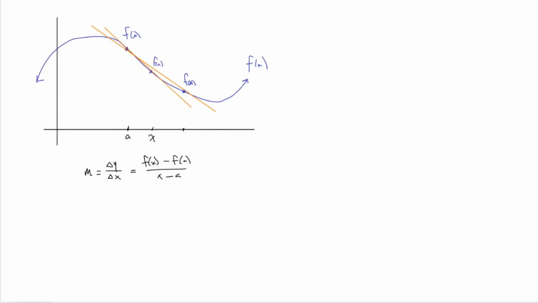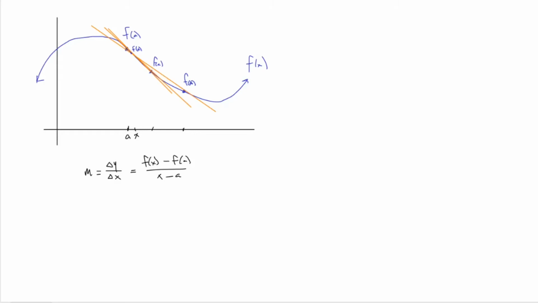And having moved x closer to a, we get this new secant line from a, f of a to x, f of x, and it's different from the other one, and it's maybe a better approximation of what a tangent line would actually look like. And we can keep doing that. I just did it again. I moved x even closer and got a new secant line.